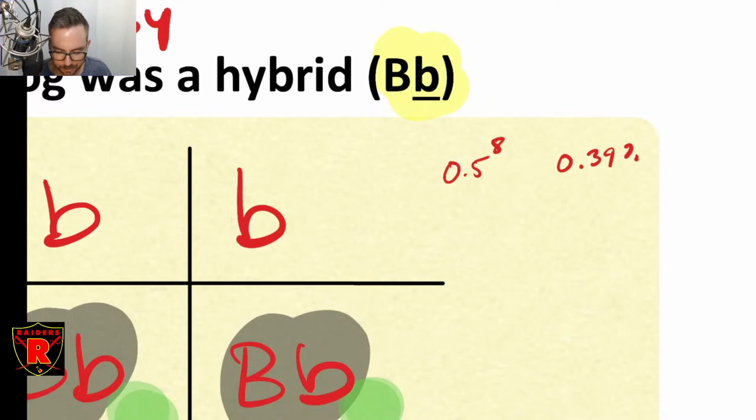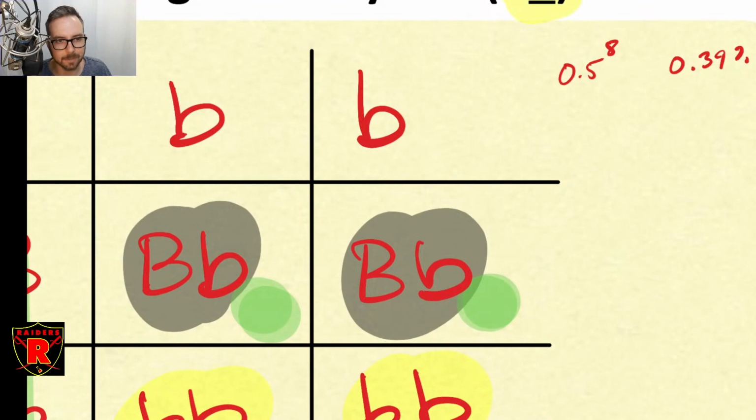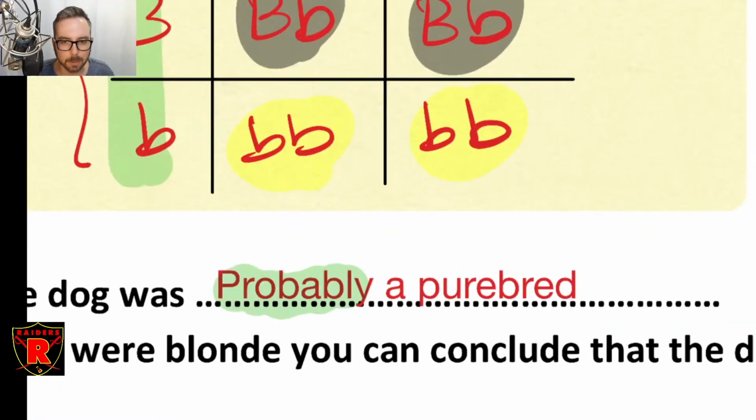Okay, so if you have 8 puppies, you have a 0.39% chance of getting all black, which is extremely small, obviously. So it's very unlikely that that's going to happen. So the more puppies you have, the more likely it is that you aren't going to get that. Anyway, basically, if you get all black, it's probably purebred.